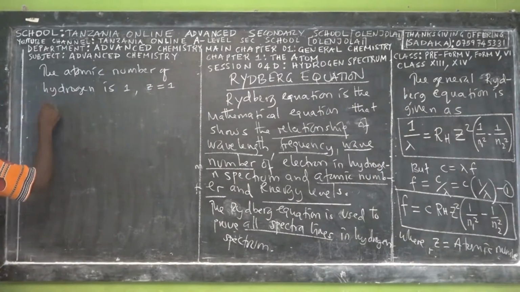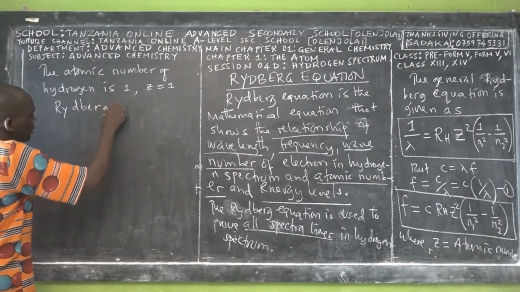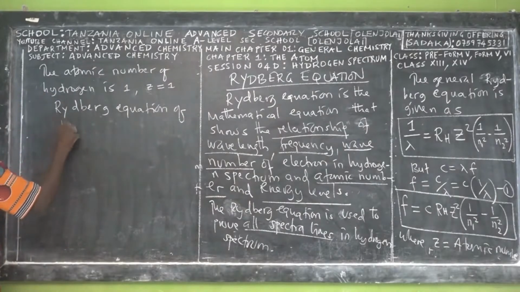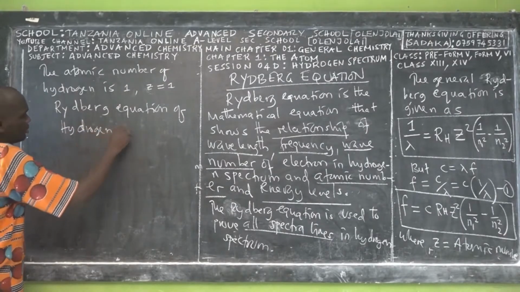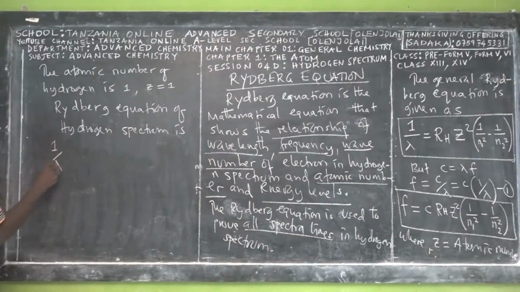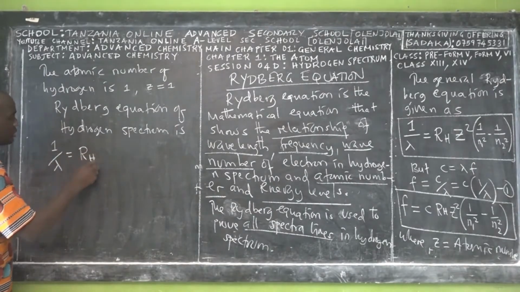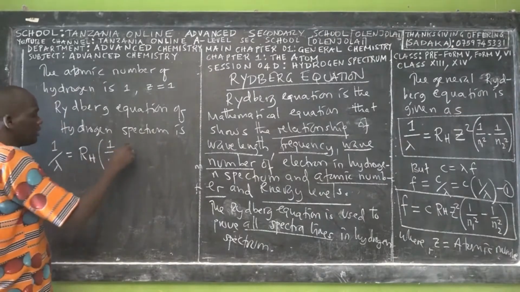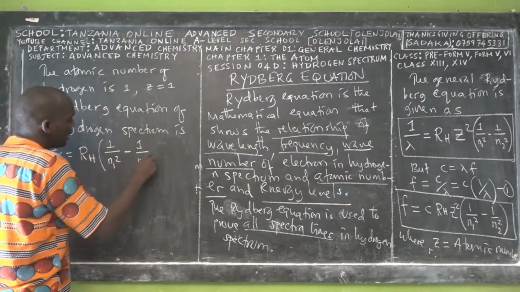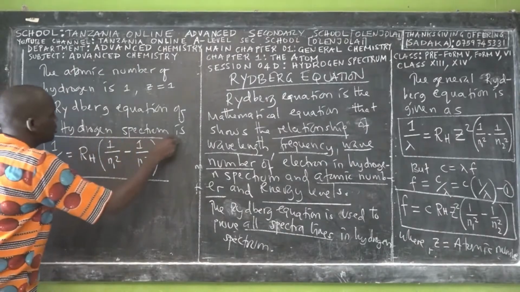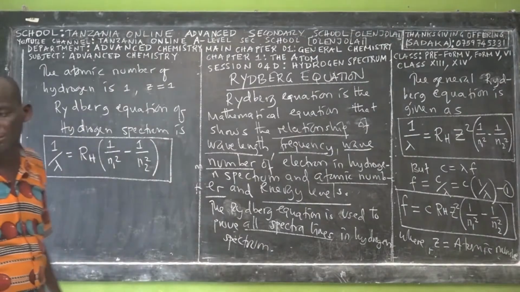If that is the case, the Rydberg equation of the hydrogen spectrum is given as 1 over wavelength is equal to the Rydberg constant times 1 over lower energy level squared minus 1 over higher energy level squared. Why? Because the atomic number is equal to 1, so if you square 1, you get 1.